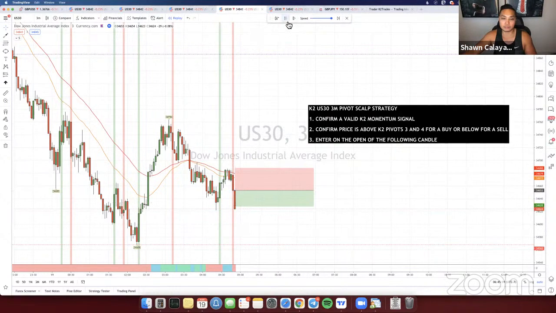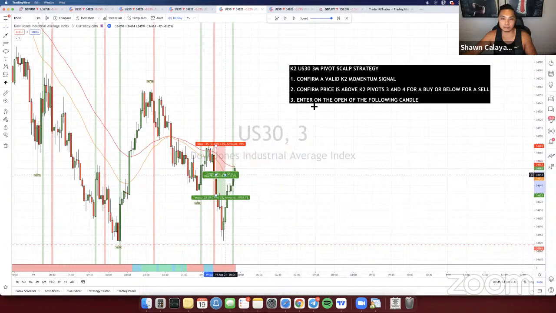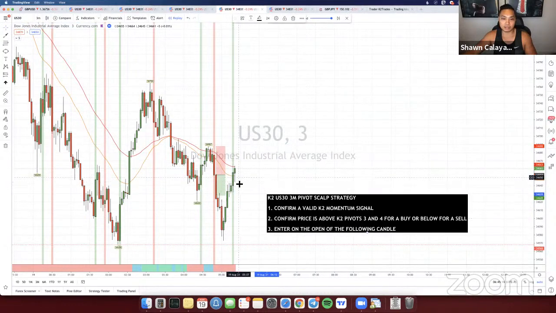And then if you wait for the next one, right here, looking at this buy signal, this is not a valid entry. We have a valid buy signal here, however, price isn't above the pivot, so we ignore that. Move on to the next one.